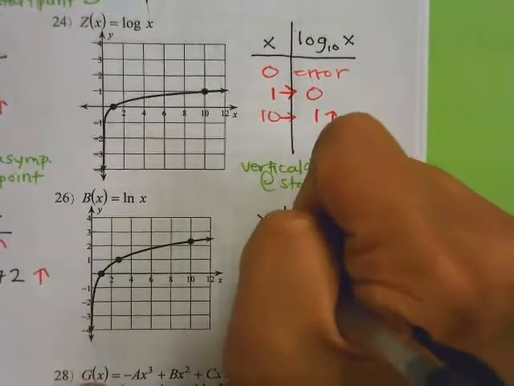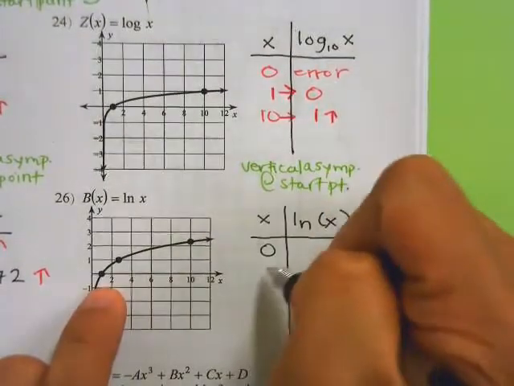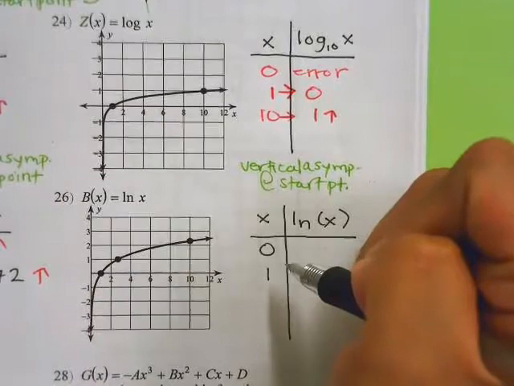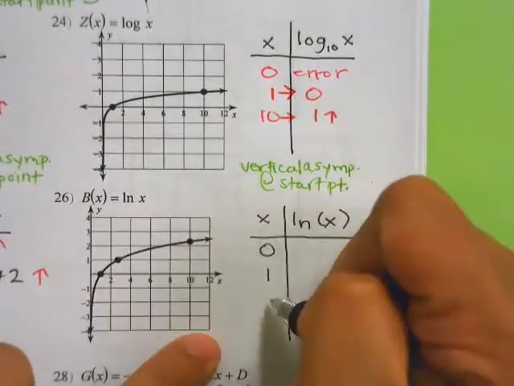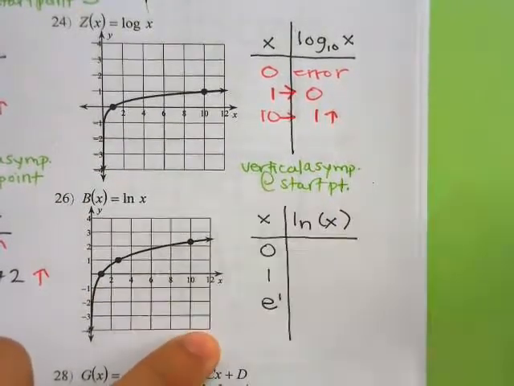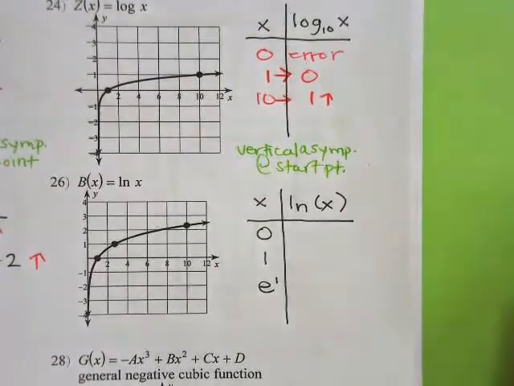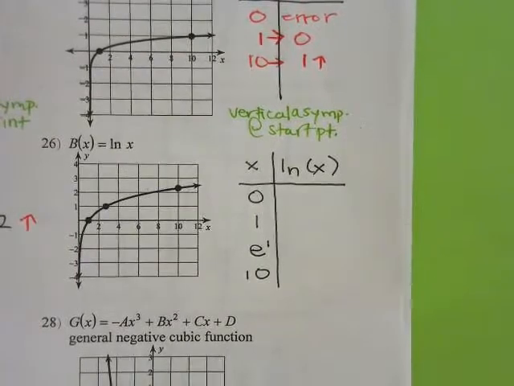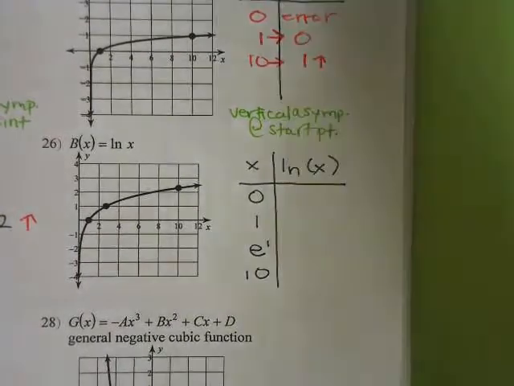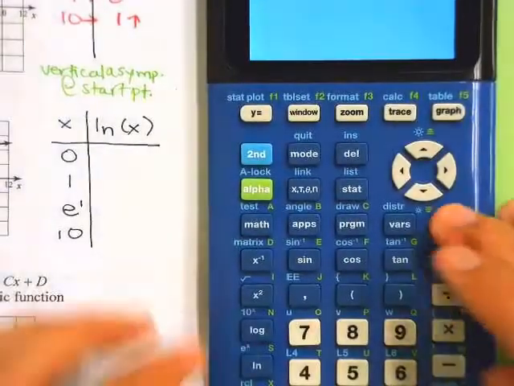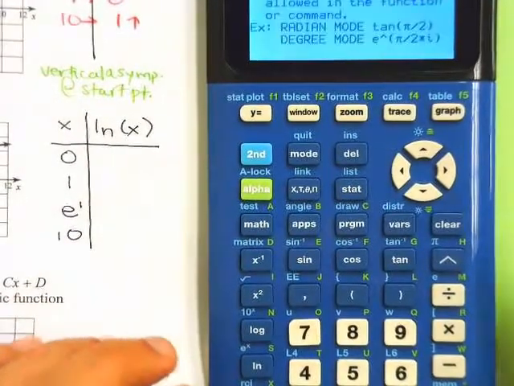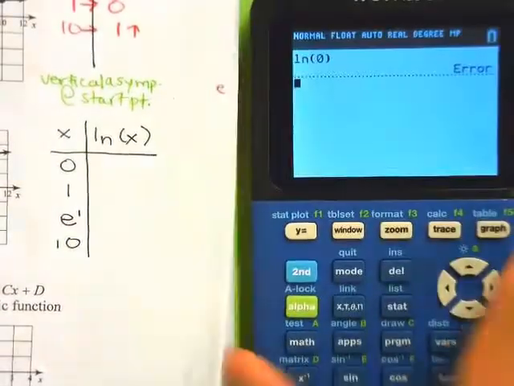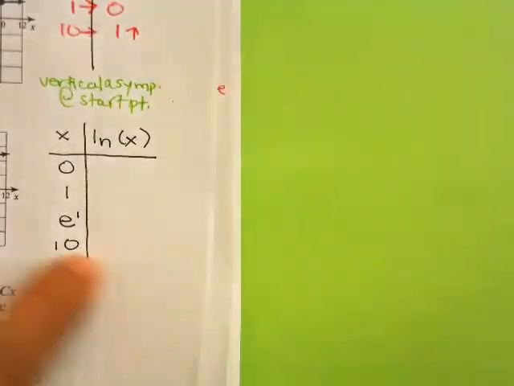I think I plugged in 0, 1, and e to the 1, I believe. We could do 10 as well, but it's okay. So right now we're just approximating over here. Natural log of 0 will also give us an error. Let me do that one more time. Yeah. So it'll just give us an error over here.